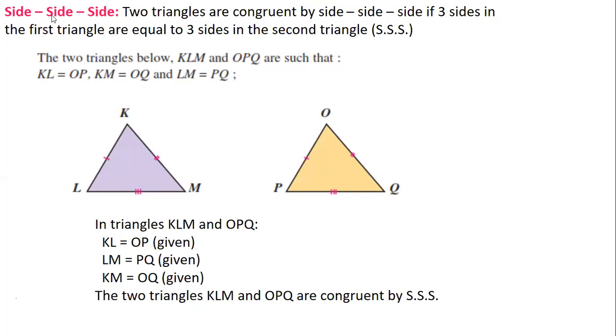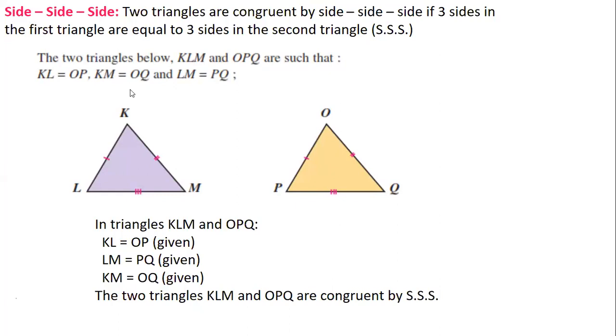Please read side, side, side. This is the third case of congruent triangles. Read. Two triangles are congruent by side, side, side if three sides in the first triangle are equal to three sides in the second triangle, SSS.